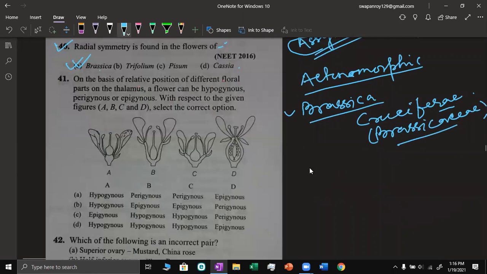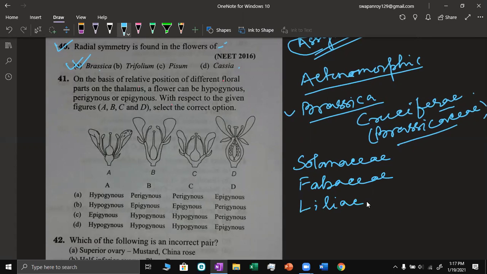See, in your syllabus, we are learning four families. One is Solanaceae, then we learn Fabaceae and Liliaceae. And from Brassicaceae or Cruciferae, the floral diagram has been given to explain the floral diagram and their different symbols. So that one also is included more or less.